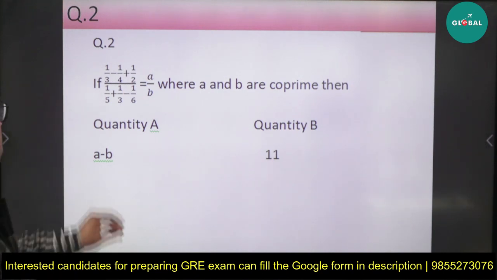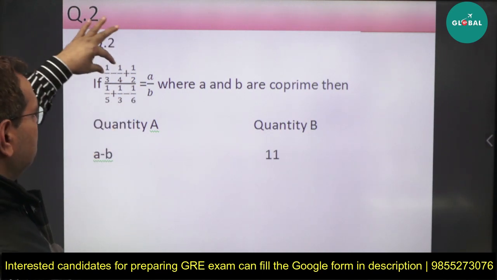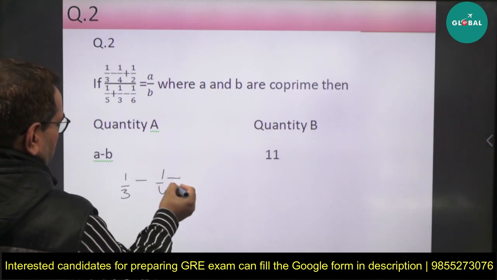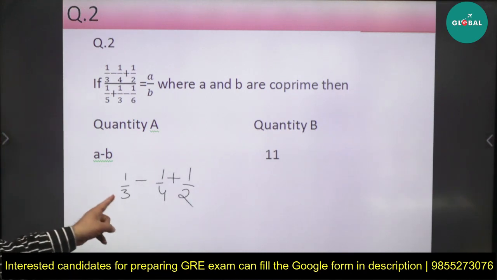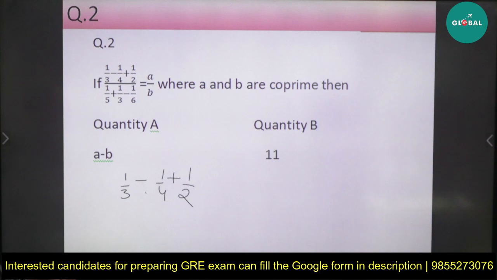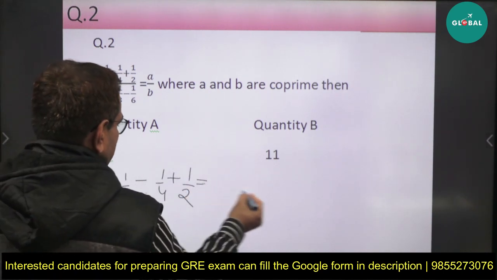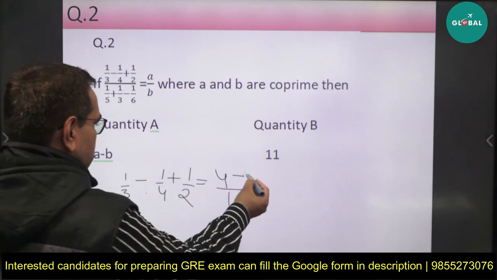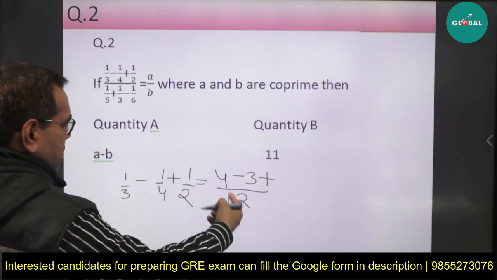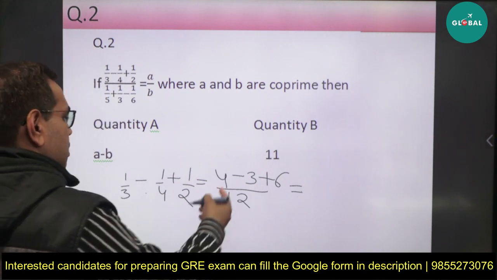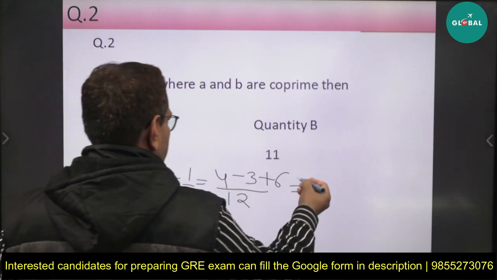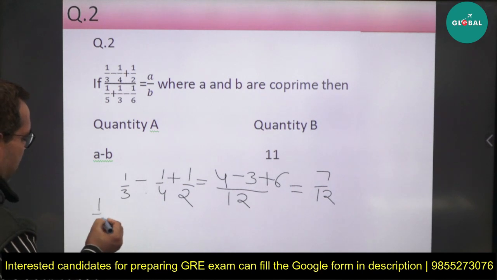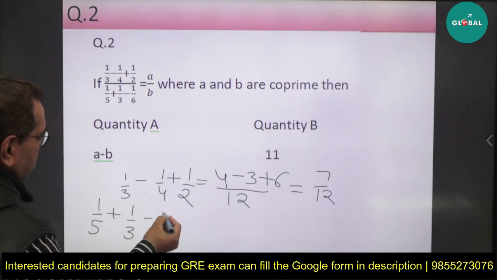Okay, so now let us simplify this. This is the numerator. What is the numerator? It is 1 upon 3 minus 1 upon 4 plus 1 upon 2. What is the LCM of these 3, 4, 2? LCM of 3, 4, 2 is 12. So we will write LCM 12. Now 3 into 4 is 12, so 4, minus 4 into 3 is 12, so 3 into 1, 3, plus 2 into 6 is 12, so 6. So it equals 4 minus 3 plus 6, which is 7 upon 12. This is 7 upon 12, which is the numerator of this fraction. Now, in the denominator, we have 1 upon 5 plus 1 upon 3 minus 1 upon 6.